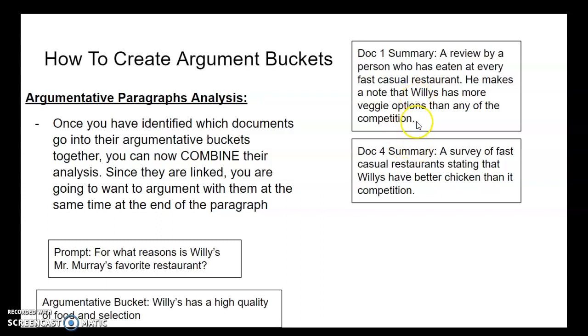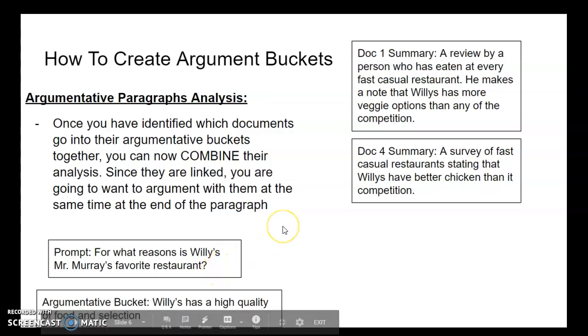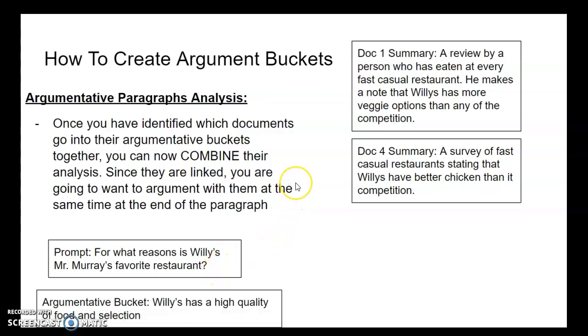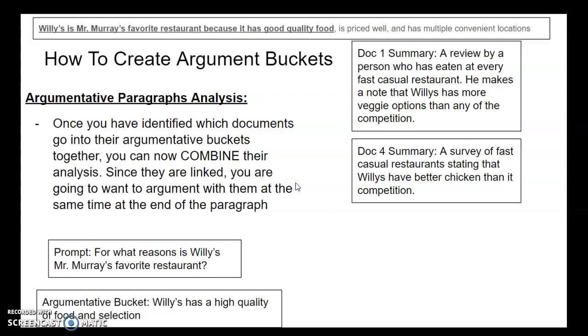Now, since we see that, the argumentative bucket that I'm going to create is both of these deal with Willie's having a high quality of food and selection. In my thesis, this would be the part of the thesis that I'm arguing. Willie's is Mr. Murray's favorite restaurant because it has good quality food. This would also be my topic sentence. So now my reader knows that this is part of the thesis that I'm talking about. I'm not talking about the fact that it's priced well or that it has multiple convenient locations. I'm just going to be talking about, in this paragraph, the food and the quality of it. So I would start off with that being my topic sentence when I'm actually writing the paper.